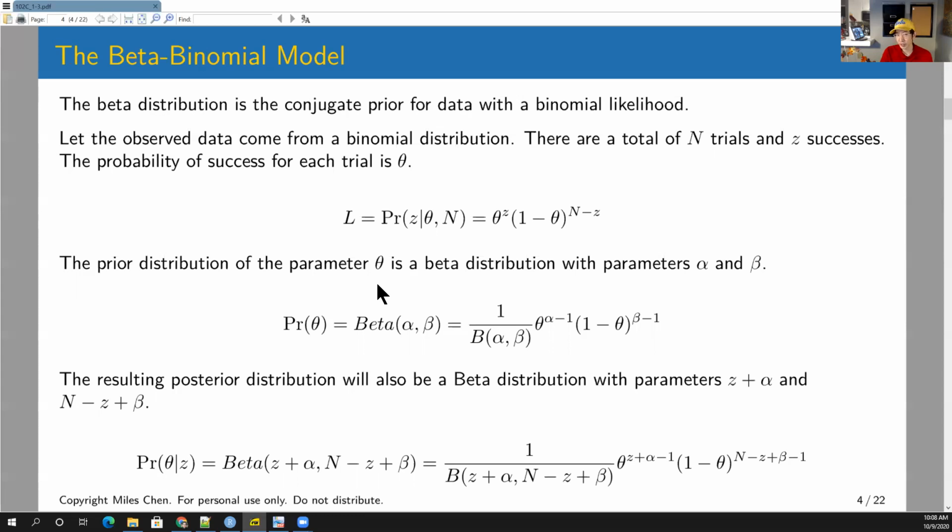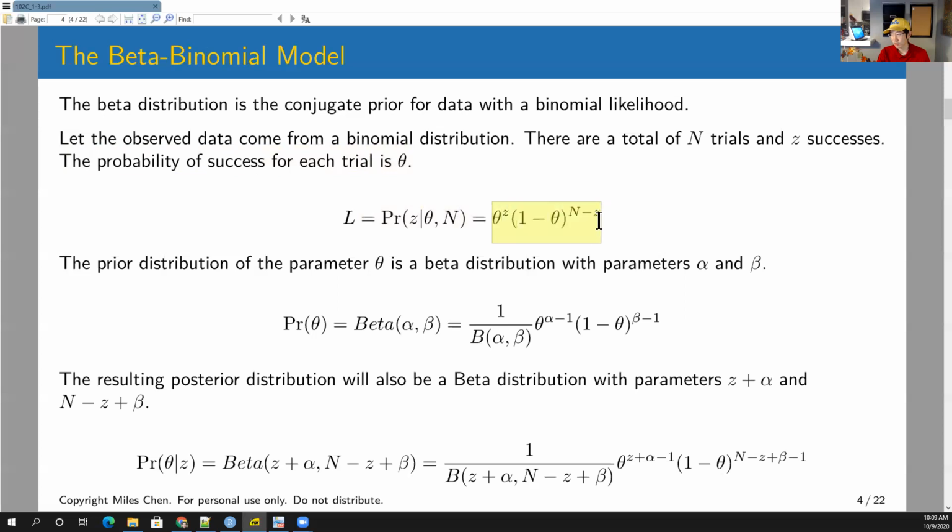We said the beta probability distribution is the conjugate prior distribution for data that comes from a binomial likelihood. So we're going to say the observed data comes from a binomial distribution. And in our observed data, there are a total of n trials and z successes, and the probability of success for each trial is theta. And therefore, the likelihood is equal to this.